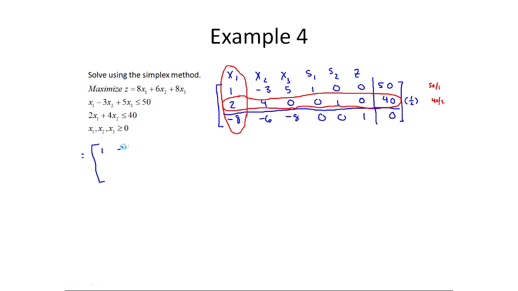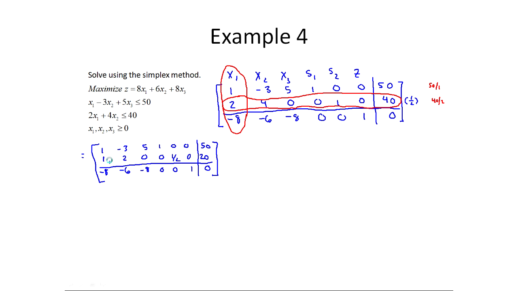The first one didn't change. The next one is now 1, 2, 0, 0, 1/2, 0, 20, and then I didn't change this one either. And again, you don't have to label your columns every time. I like to put the lines there, though, so I can keep track of what's what.